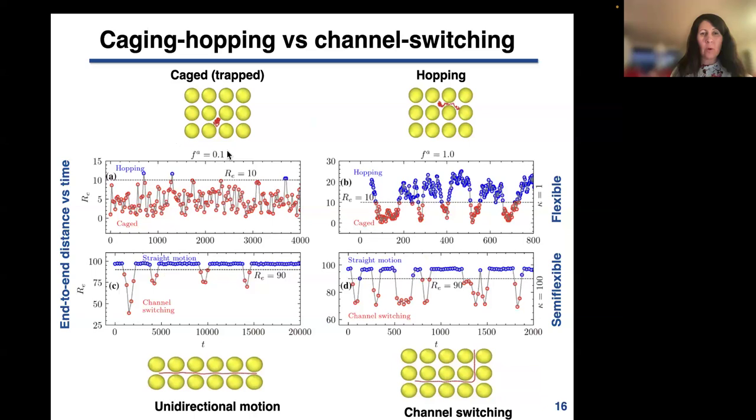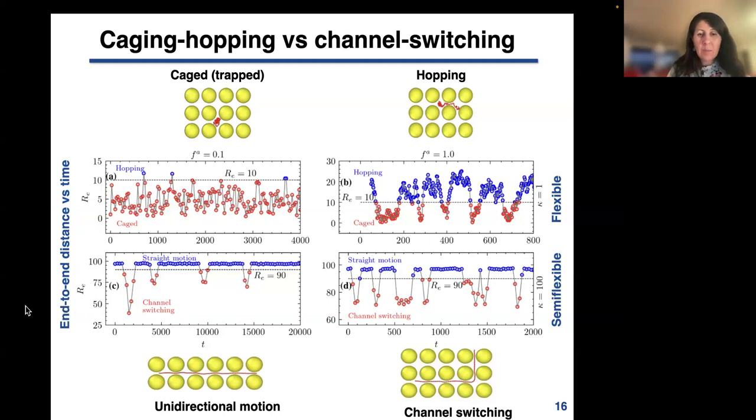But this is for a low active force, 0.1, so most of the time it's being caged or trapped, and occasionally it opens. If you increase the active force, you can see that the active polymer spends a bit more time in the hopping state as well. So you have roughly equal amounts of time being caged or hopping. And of course, with a very high active force, it spends a small amount of time in the pores, and then most of the time it's just hopping from one pore to another. So active force really helps to get out of the cages.